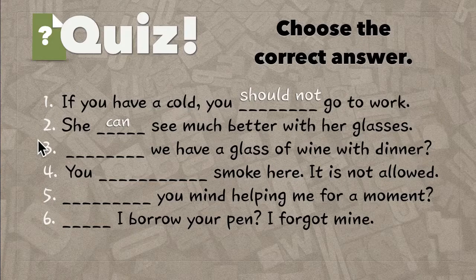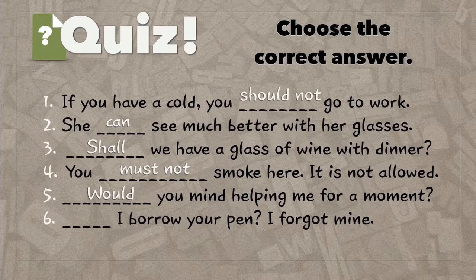3, shall we have a glass of wine with dinner? Do you think it's a good idea? I do. 4, you must not smoke here. It's not allowed. Or you should not smoke here. Or you cannot smoke here. Those work.